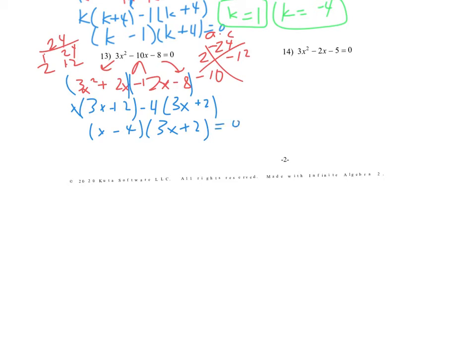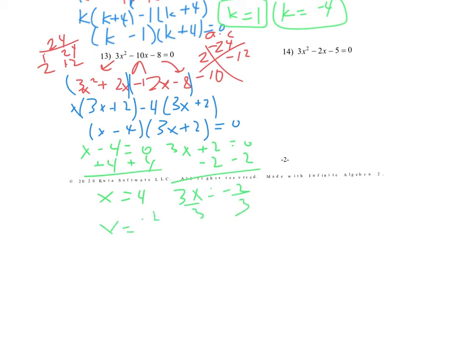And then this is equal to 0, so we have that last step where we need to set them equal to 0 individually and solve them. So I'm going to say x equals 4, and then 3x equals negative 2. So x equals negative 2 over 3.